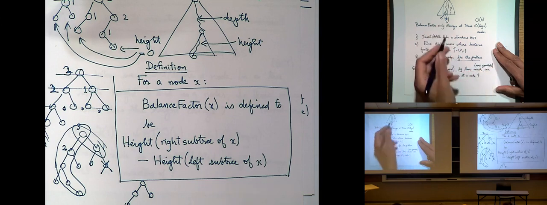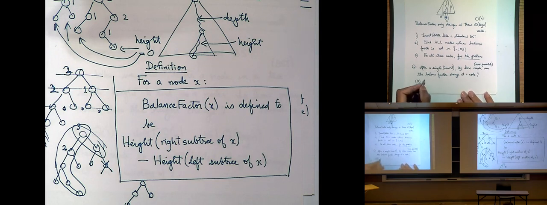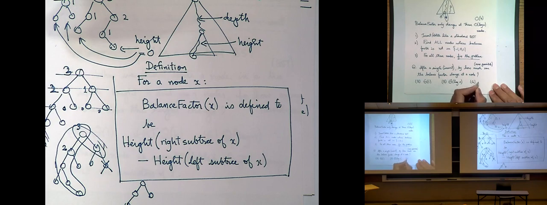After you do an insert, the heights change, so the balance factors change. And I'm asking, by how much can it change? Does this question make sense? Is it going to change by just a constant? Could it change by like log n? Or could it actually change by n? I'll give you a few minutes to think about this.